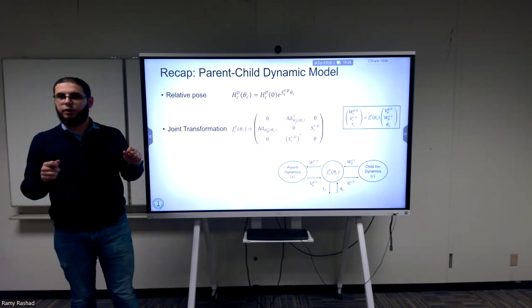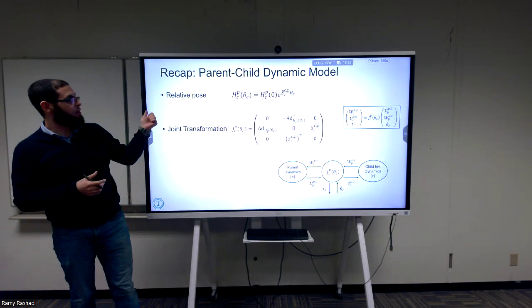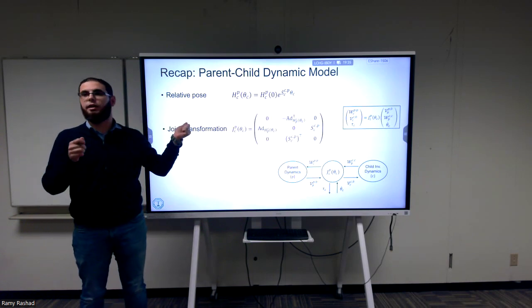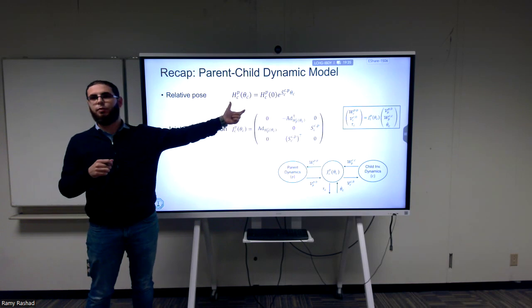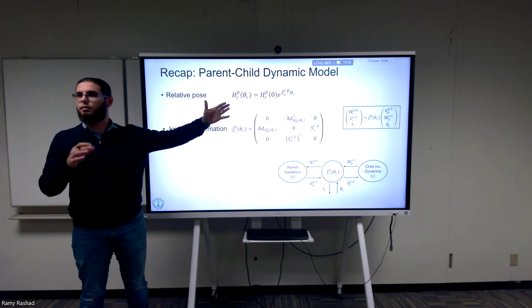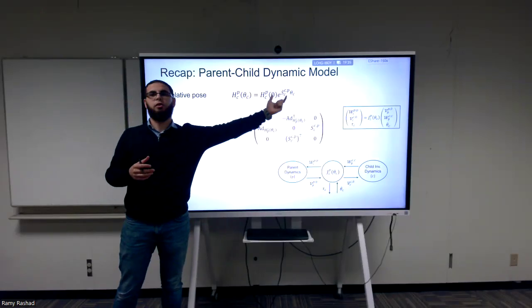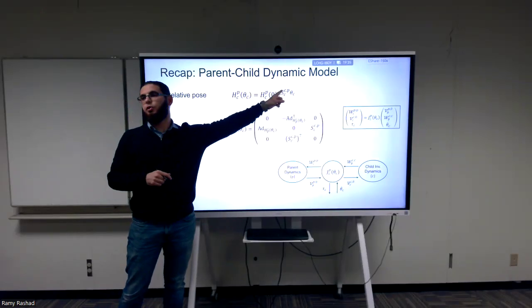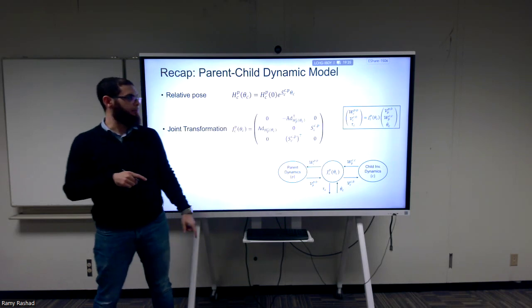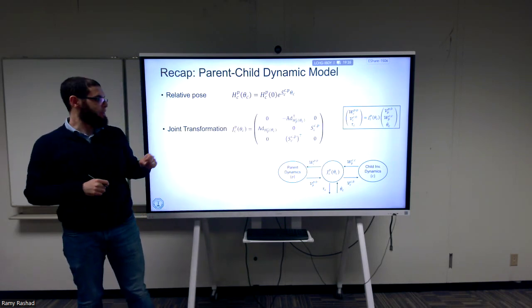A recap of what we did last time on the board was that the relative pose between the child and the parent will be given by the exponential map. And you can write it in different ways. We discussed it last time. So you can have the constant transformation on the right or on the left, depending on which frame you're representing this constant twist in. This constant screw axis.